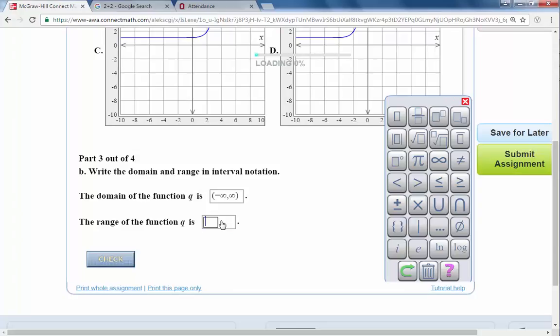How about inclusion or exclusion? Shall we use a bracket or parentheses? Can we ever touch 1? No, it's converging, getting closer but never touching. So we exclude 1, go to infinity.